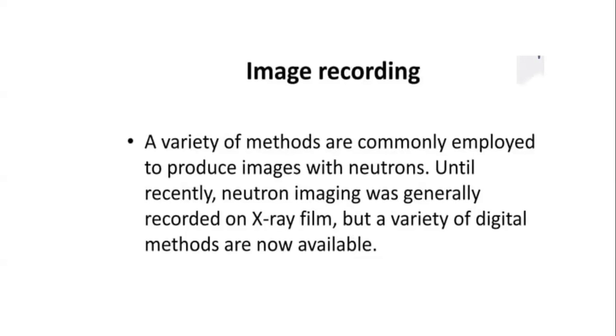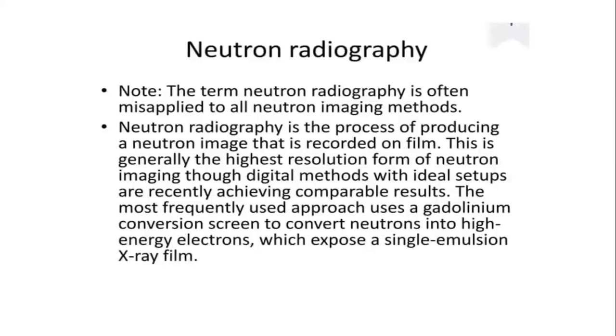Image recording. A variety of methods are commonly employed to produce images with neutrons. Until recently, neutron imaging was generally recorded on X-ray film, but a variety of digital methods are now available. Neutron radiography. The term neutron radiography is often misapplied to all neutron imaging methods. Neutron radiography is the process of producing a neutron image that is recorded on film. This is generally the highest resolution form of neutron imaging, though digital methods with ideal setups are recently achieving comparable results.